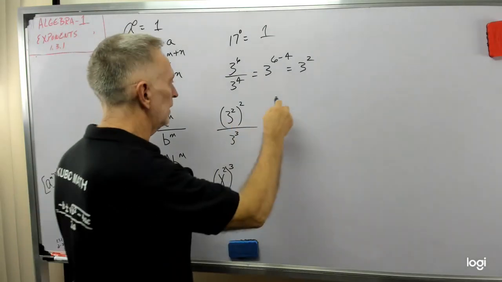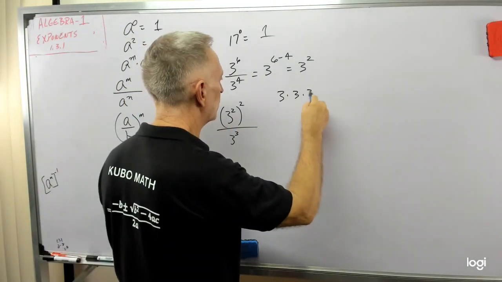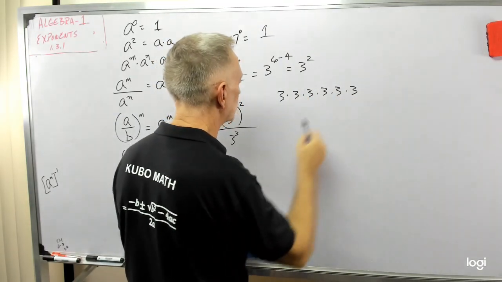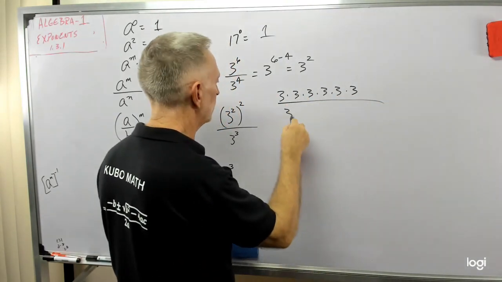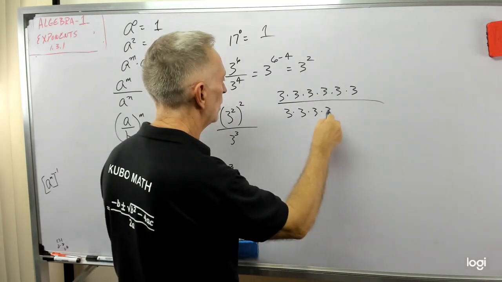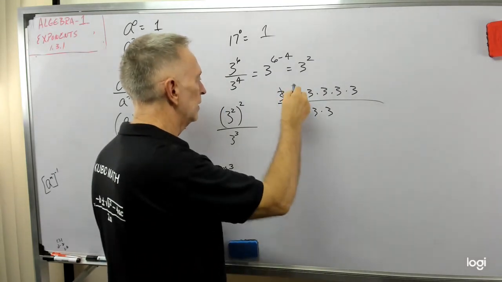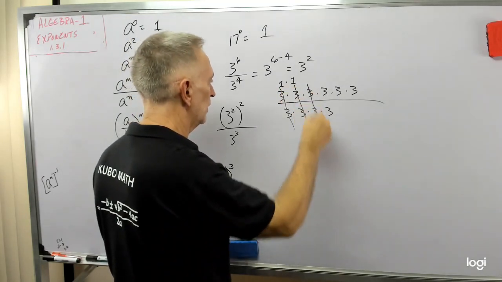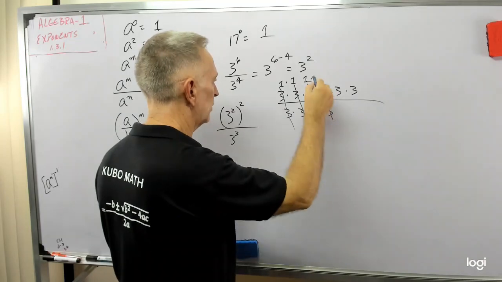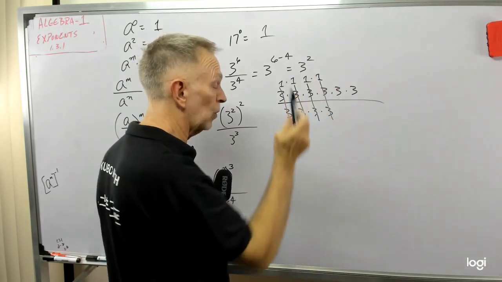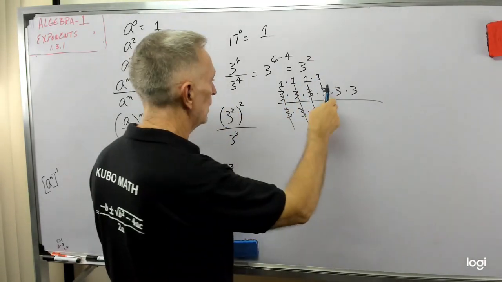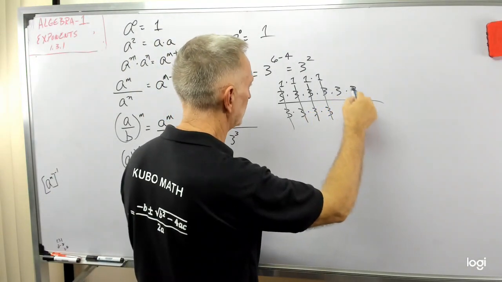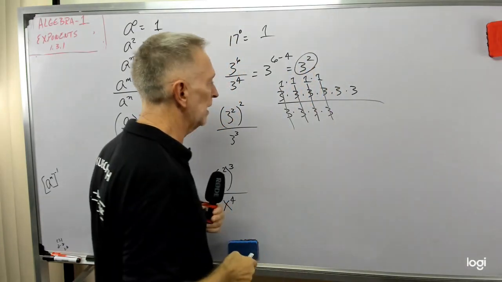Now I could say 3 times 3 times 3 times 3 times 3 times 3, 1, 2, 3, 4, 5, 6, divided by 3 to the 4th. Okay, that's 1. 3 divided by 3 is 1. 3 divided by 3 is 1. 3 divided by 3 is 1. 1 times 1 times 1 times 1 is 1, times 3 times 3. So this is 3 times itself twice, equals 3 to the 2nd power.